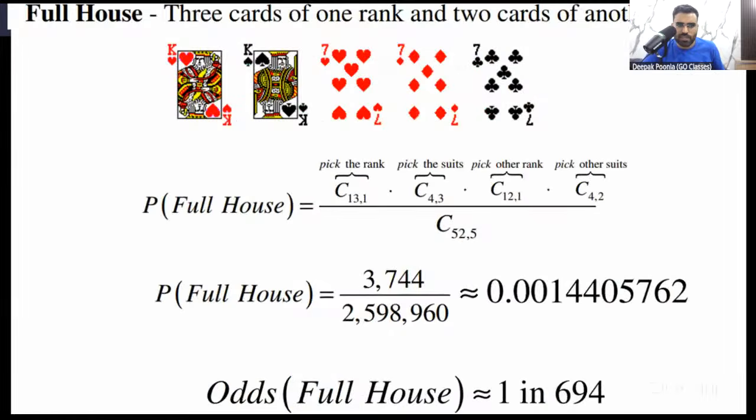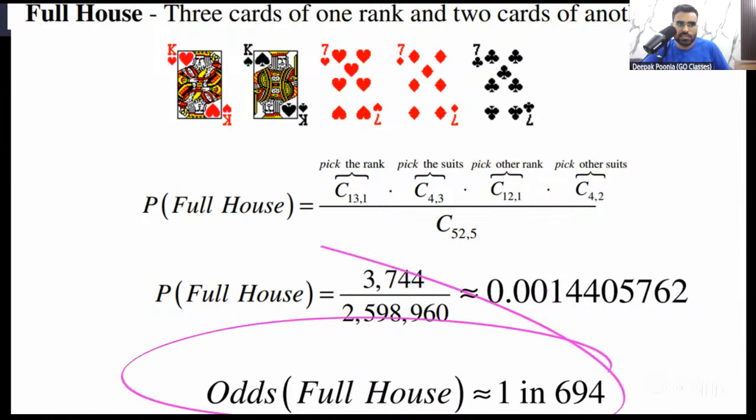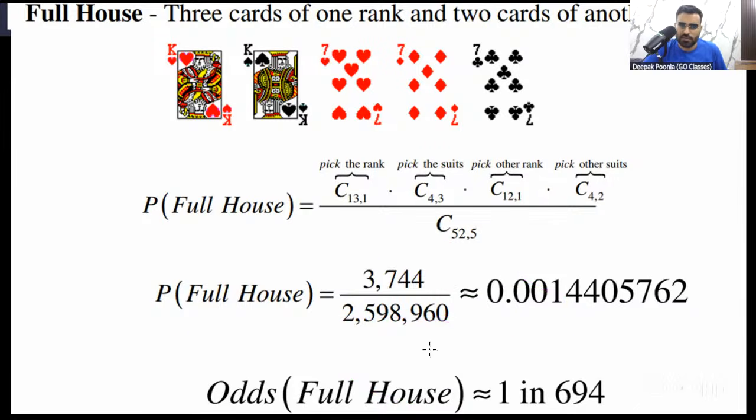And what are the odds of getting a full house? What is the probability of getting a full house? So you can see the total number of full houses divided by the total number of five card hands. So the odds, the chances, the probability of getting a full house, that is 1 in almost 700. Okay, so almost I can say once in 700. This is the odds, this is the chances, this is the probability of getting a full house. Okay, I hope you understood.